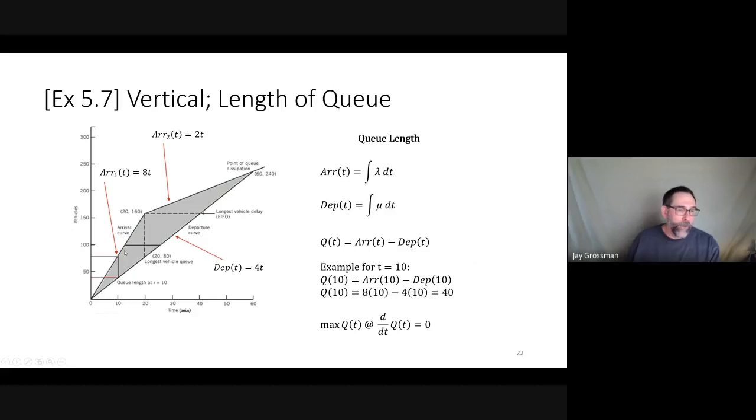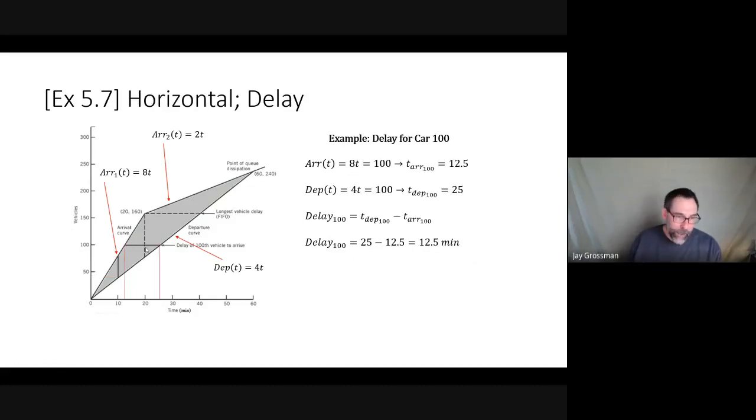The horizontal lines are telling you how long some vehicle waited. So vehicle number 100 waited from this start time to this time. If you plot what time they arrived, and then you plot what time they departed, that horizontal length is how long the vehicle waited in line. I think that's actually this next slide. There we go. So that'll give you the delay, and the longest horizontal line is the longest any one vehicle had to wait. So that's your longest vehicle queue delay.